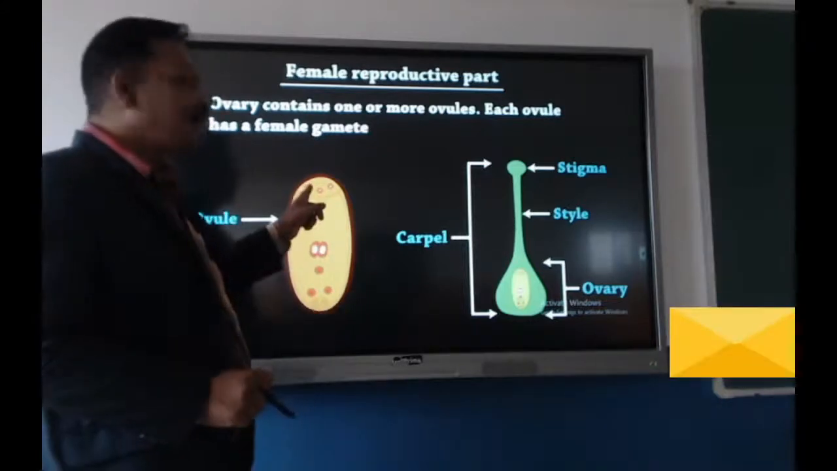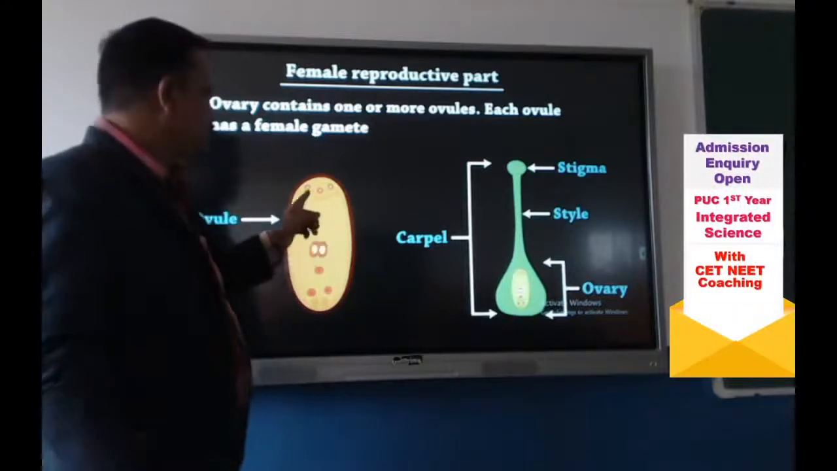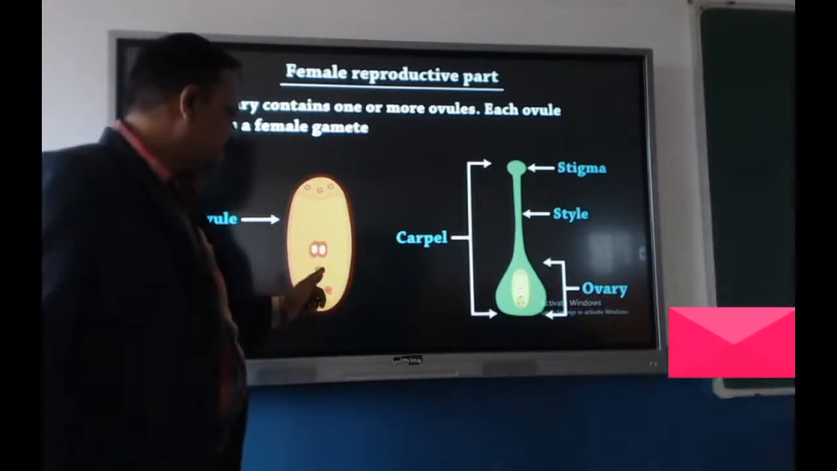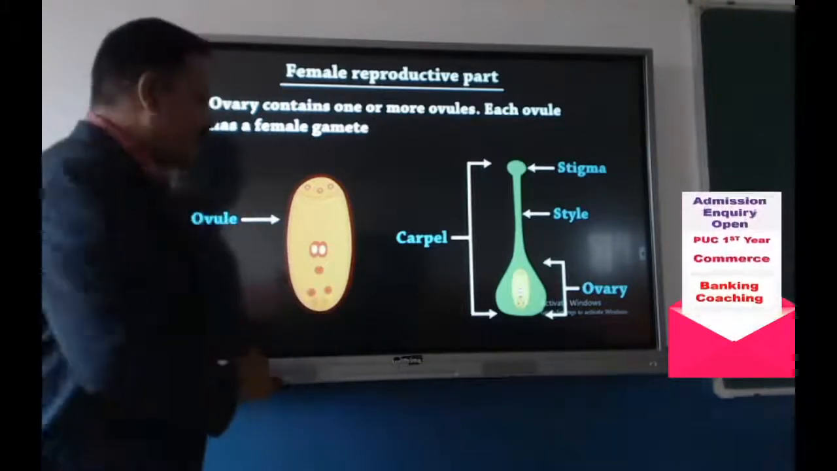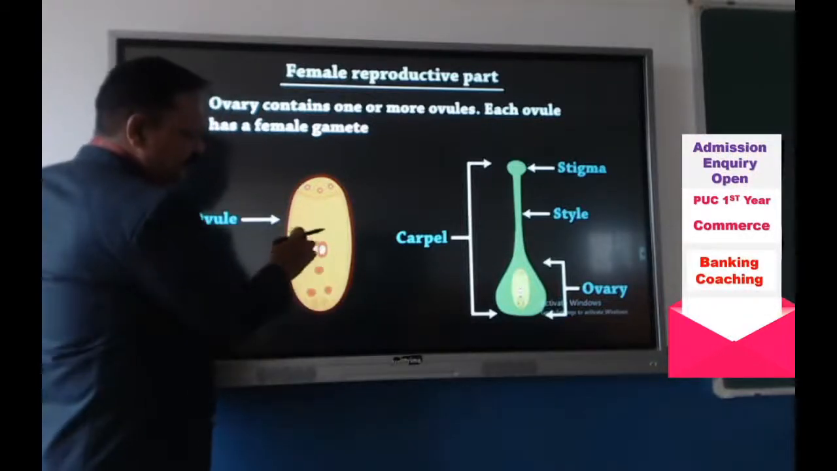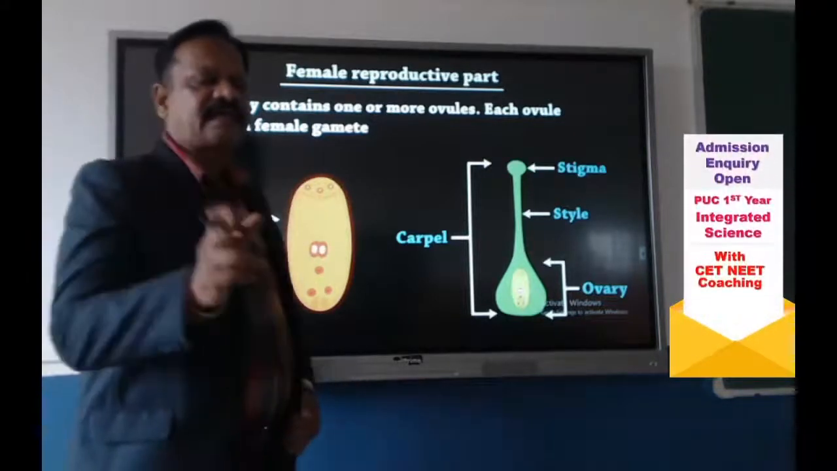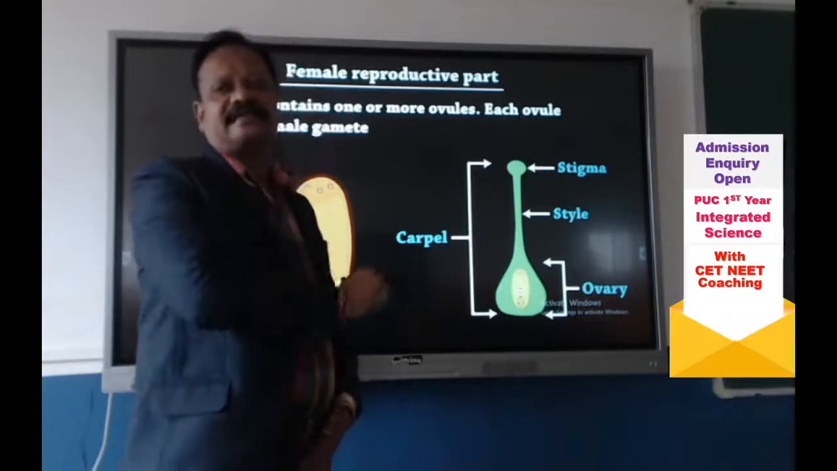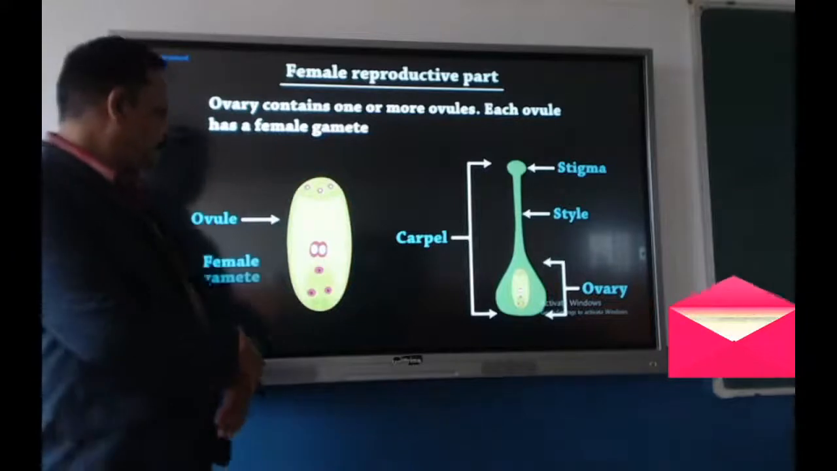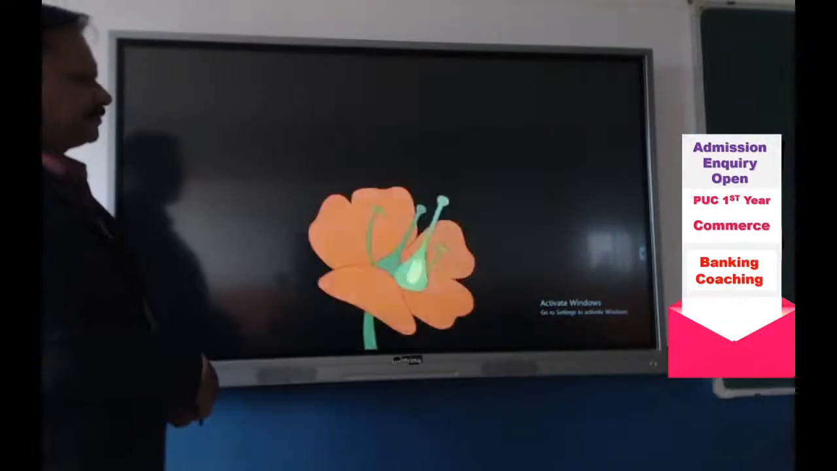So here 8 nuclei are present but 7 cells are seen. Now see: 1, 2, 3 nuclei, 4, 5 nuclei, 6, 7, 8 nuclei. So 8 nuclei are present. See the cells: 3 cells, 1, 2, 3. This is 1 cell, 4, 5, 6, 7. So 7 cells and 8 nuclei are seen in this ovule. Just see to it. This is the egg, the female gamete.